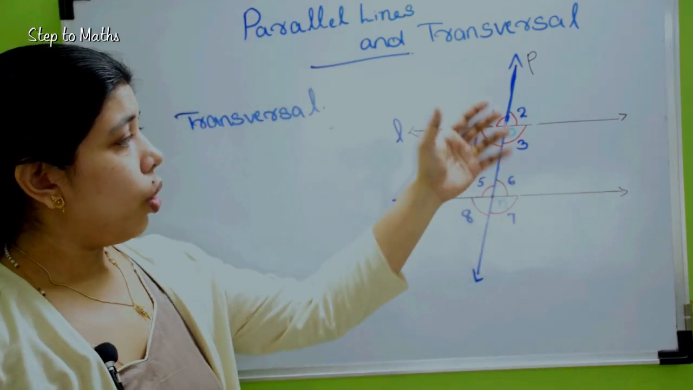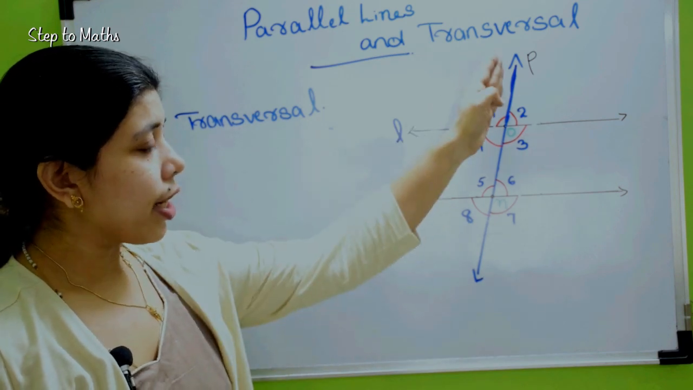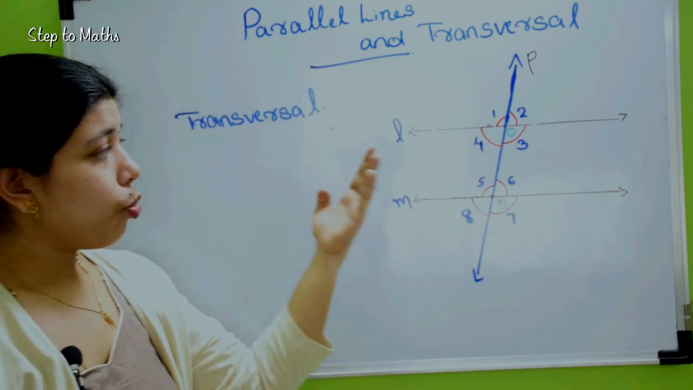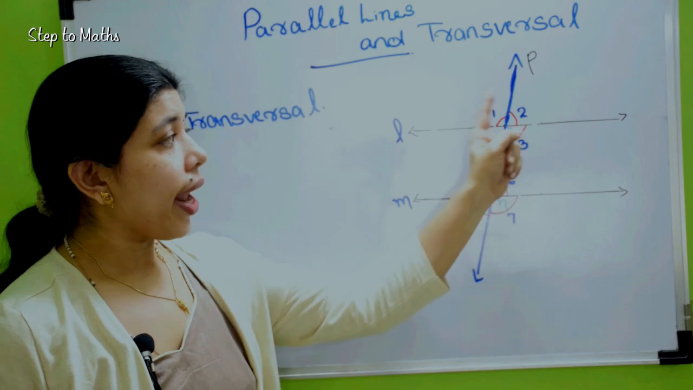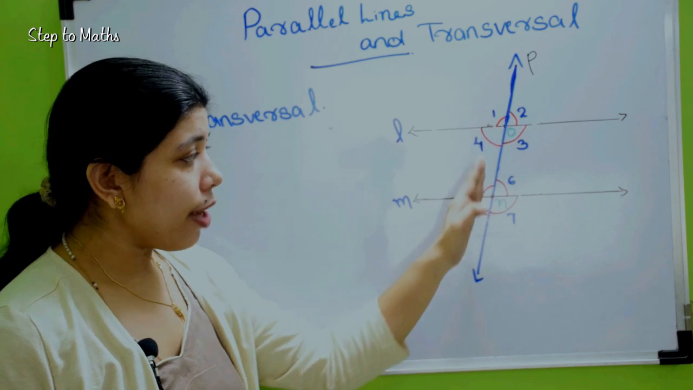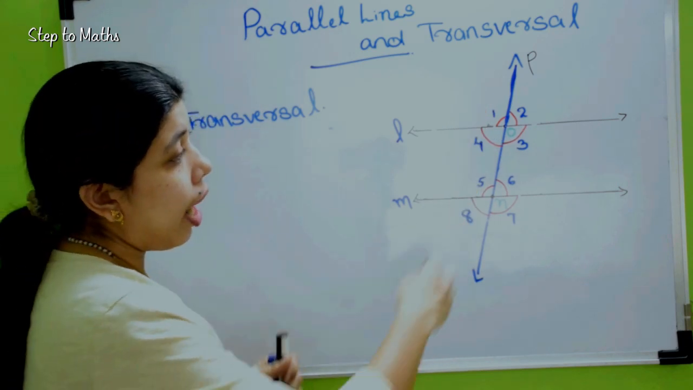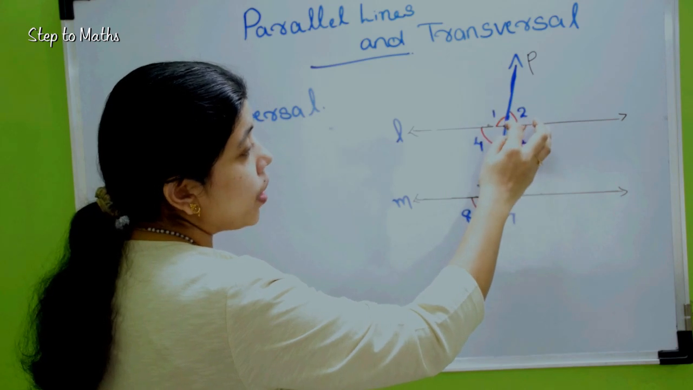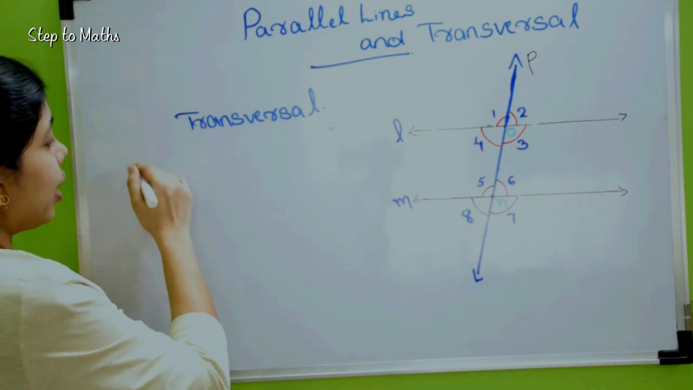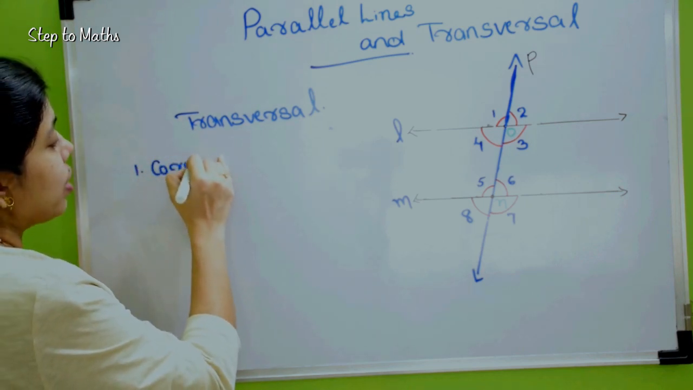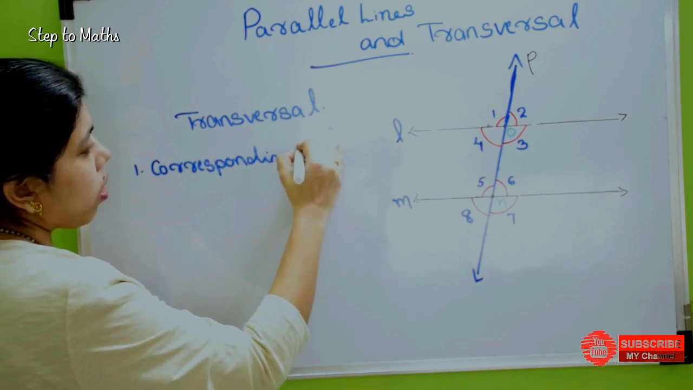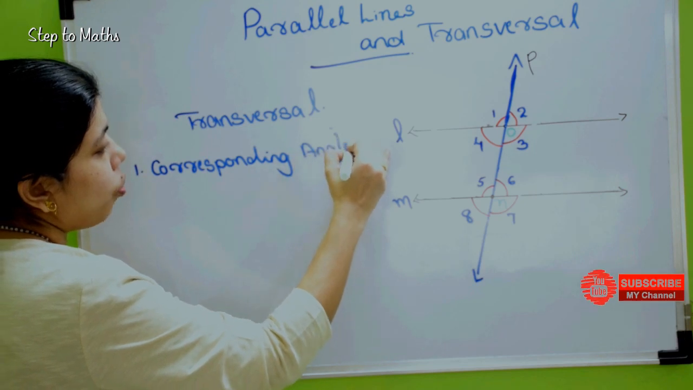So, when two parallel lines are cut by a line, that line is known as a transversal, and when two parallel lines are cut by a transversal, 8 angles are formed. If the angles are on the same side of the transversal and the arm on the transversal is in the same direction, that type of angles are known as corresponding angles. First type, corresponding angles.